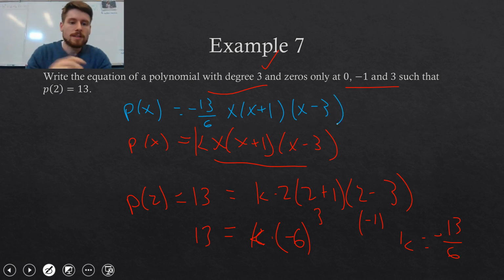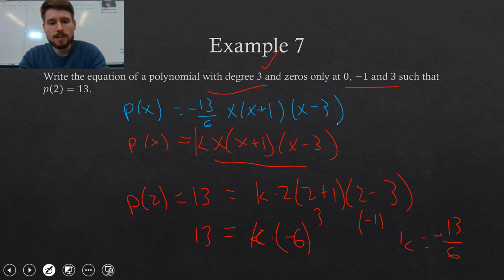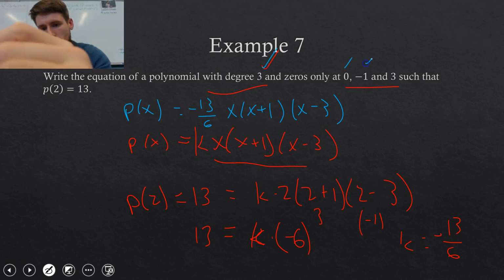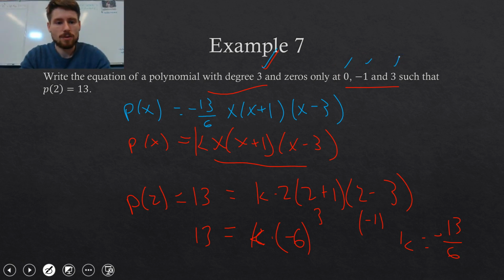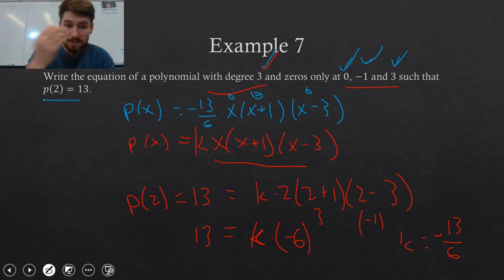At this stage, you might double check that everything works as you expect it to. Namely, is it a degree 3 polynomial? Well, we have 3 linear factors with x, so yes, it is. Do we have zeros at 0, negative 1, and 3? The answer is yes, because 0 times anything gets you 0. Negative 1 plus 1 is 0, times anything gets you 0, and then 3, you plug that in, then this one's 0, and so you get 0 as a result. So we've got these 3 conditions, and then the last one, if we plug 2 in, is that 13?